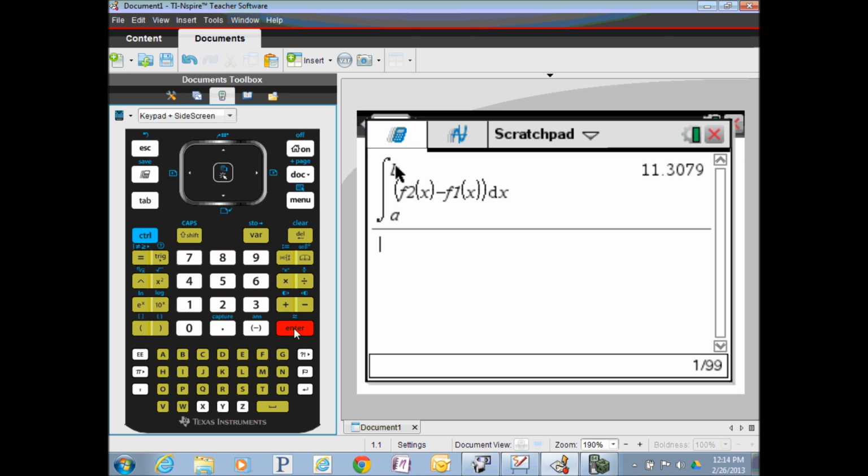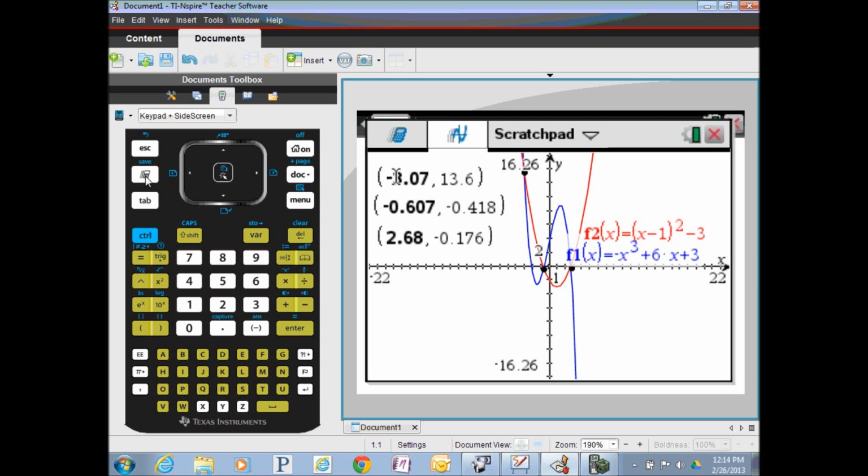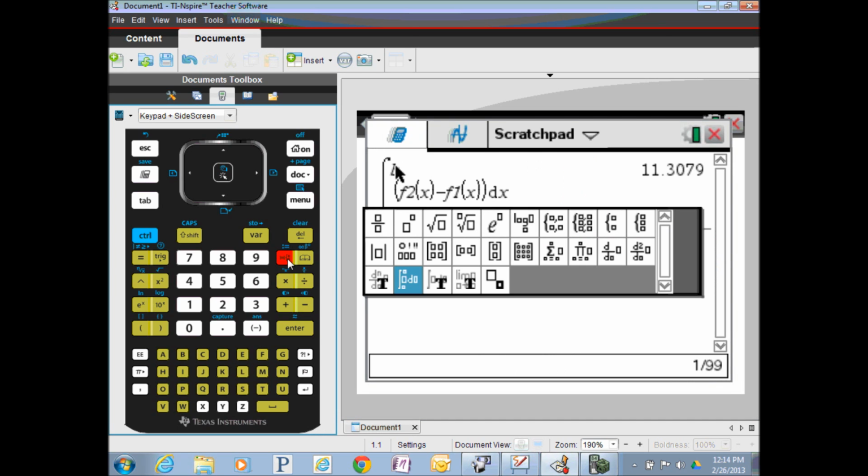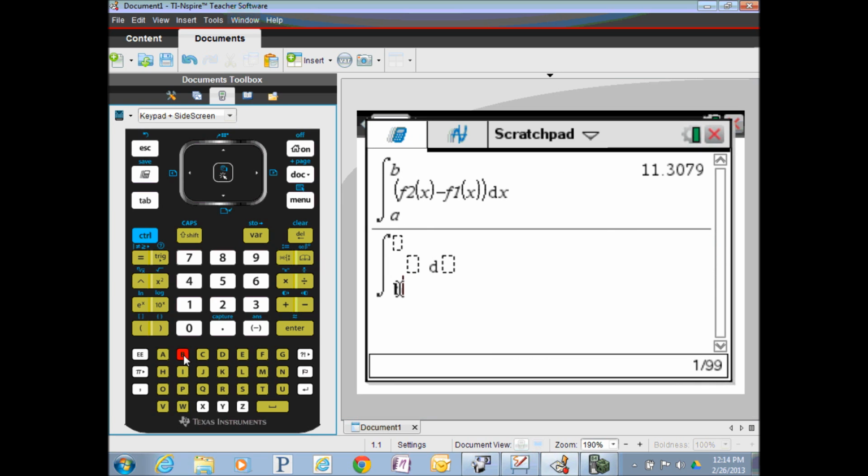If I want to find the area of the second region, I could do the same thing. Going back and looking at my picture, in the second region the blue function's the top one and the red function's the bottom one. Now we're going to integrate from B to C. So let's grab that integral again and integrate from B to C. This time it's going to be F1 of X minus F2 of X, integrated with respect to X, and I hit enter: 24.3372. So there's my second one.